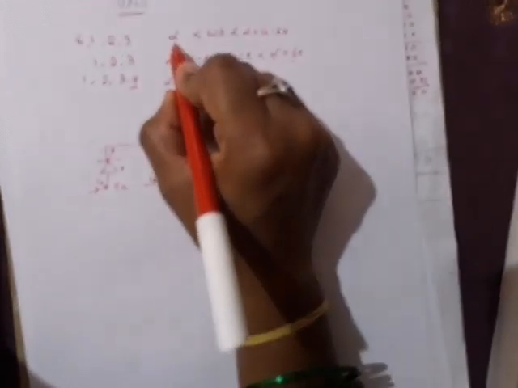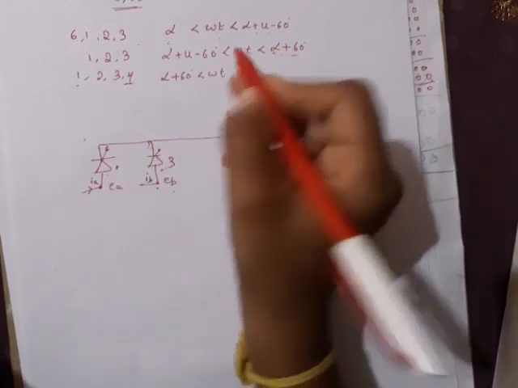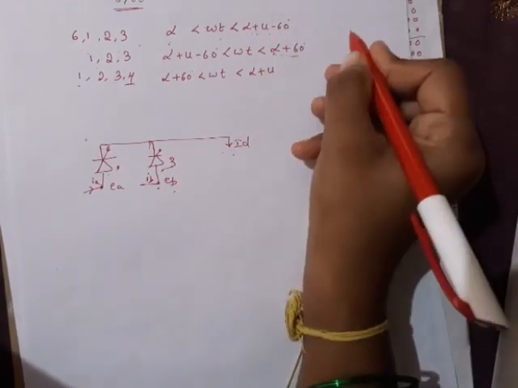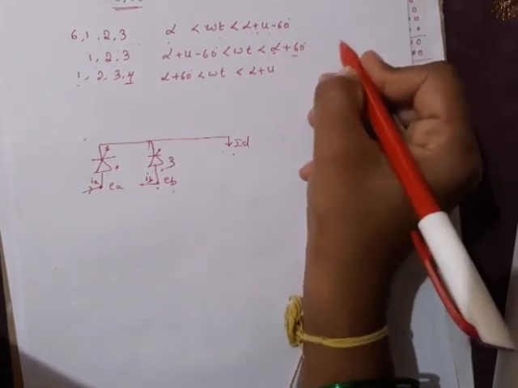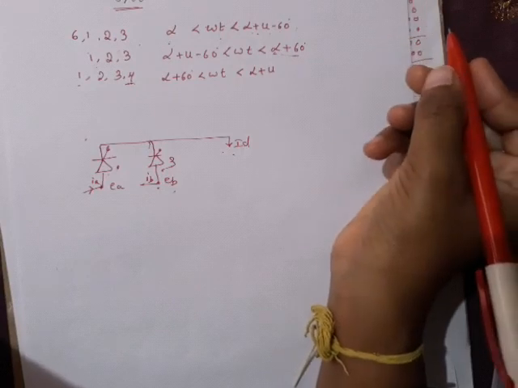We had taken alpha. Now in the place of alpha we have written alpha plus 60. This also becomes alpha plus u minus 60 plus 60. Minus 60 plus 60 cancels each other, so it becomes alpha plus u.